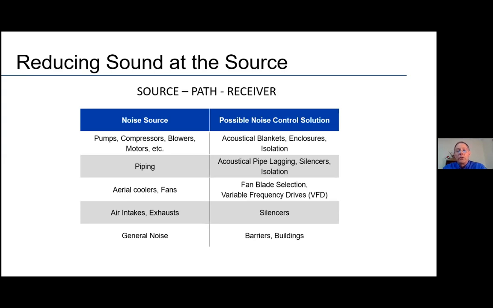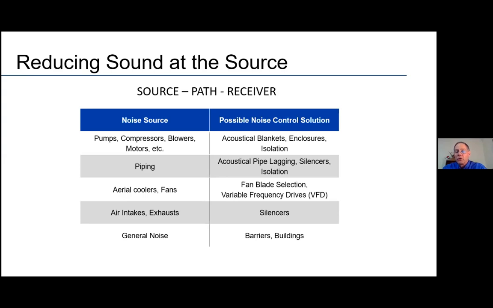What do you need to do to try to make sure that any noise coming from the pipe isn't transferring into the pipe supports or the pipe racks that hold the piping in the facility? Coolers and fans, very often you have to take a look at the design of the system.